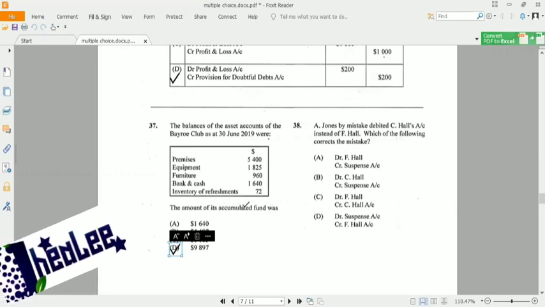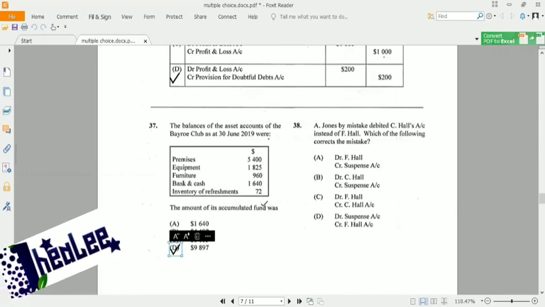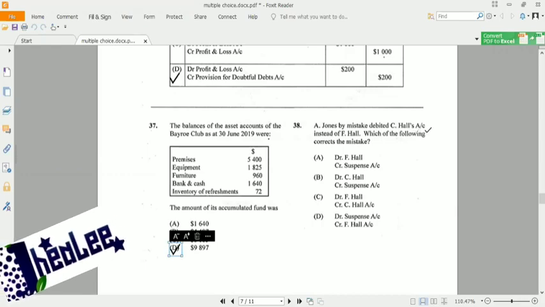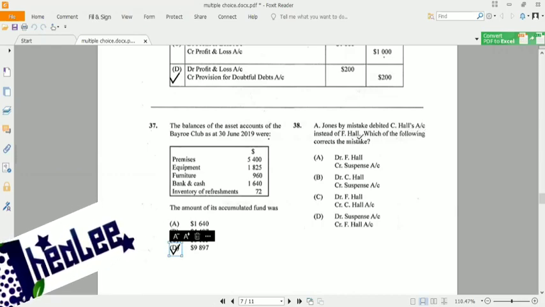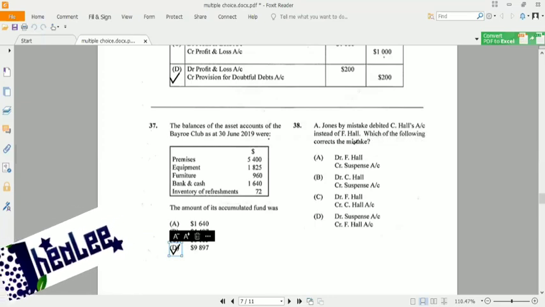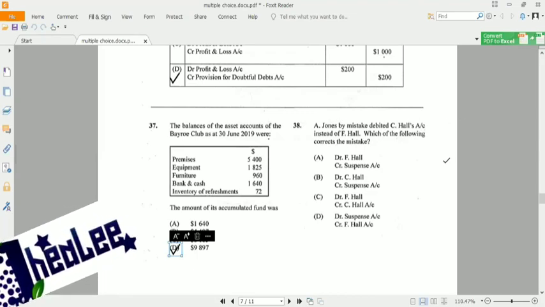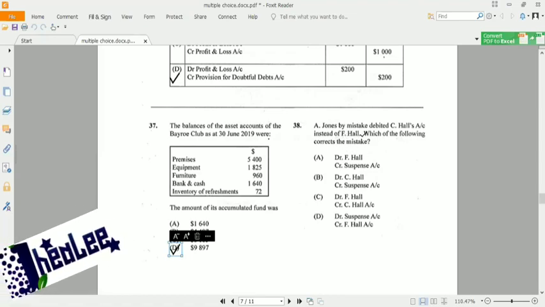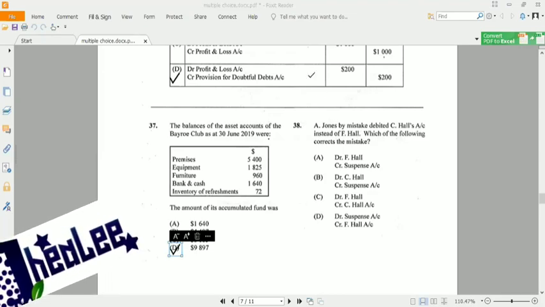If there were liabilities, it would have been your assets minus your liabilities. That would give you your accumulated fund. 38. A. Jones, by mistake, debited C. Ali's account instead of F. Ali's. And of course, this is an error. Which of the following corrects the mistake? What type of error is this? We have the wrong account, same class, so therefore that is an error of commission.